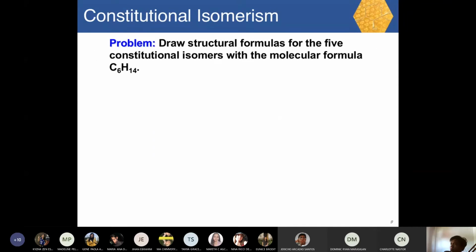Okay? So, next one. Draw the structural formula. Gawin ko na lang siyang line angle formula, for the 5 constitutional isomers with the formula C6H14. So gawin ko na lang itong zigzag para mabilis, no? So the first drawing na pwede ko gawin for C6H14 ay 6 na points sa zigzag.